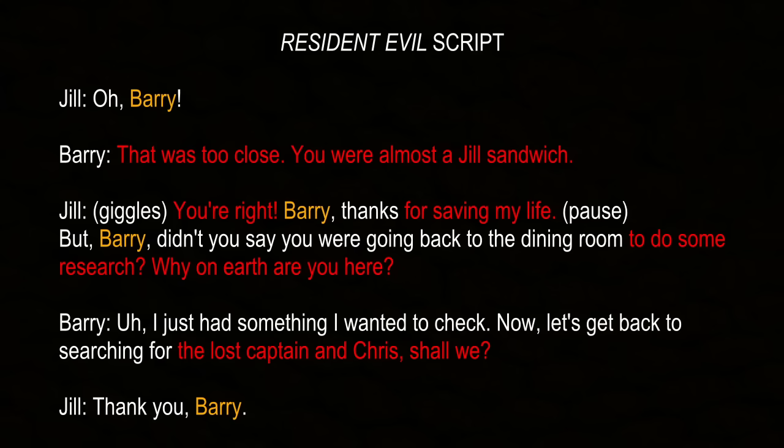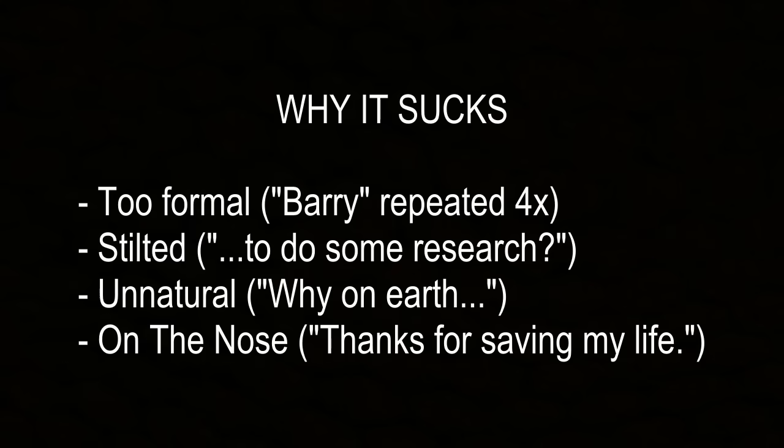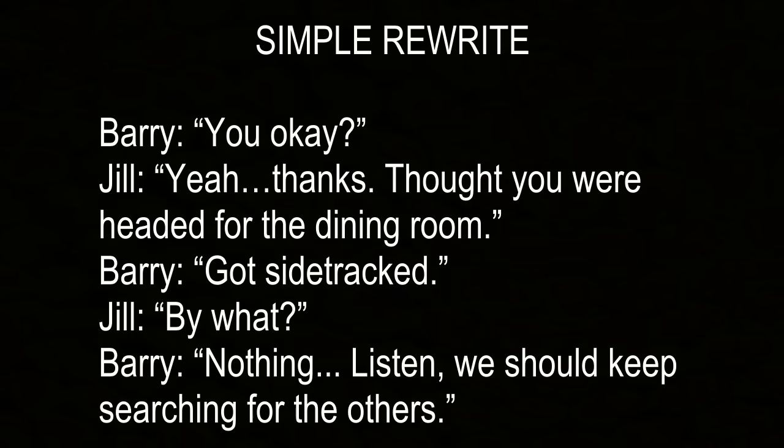Okay, so that dialogue is so bad that it's good, and it's bad again. Obviously, if you're writing a story, you don't want to write like this. You don't want to be repeating Barry's name 4 times. You don't want Jill saying things like, "Why on earth are you here?" like she's 10 times her actual age. You want to avoid these things, and what I actually did here, I rewrote the dialogue so that it works and makes sense and fits the characters. So here's the rewrite. It's very simple and to the point.